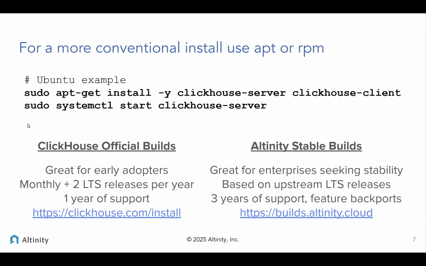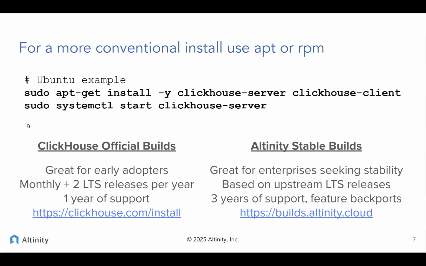Now, if you're on Linux and you want something a little bit more conventional, and in fact, in a lot of enterprise environments, this is how you would do it. You would install using apt or RPM. Both types of packaging are supported by ClickHouse, along with just regular binaries.